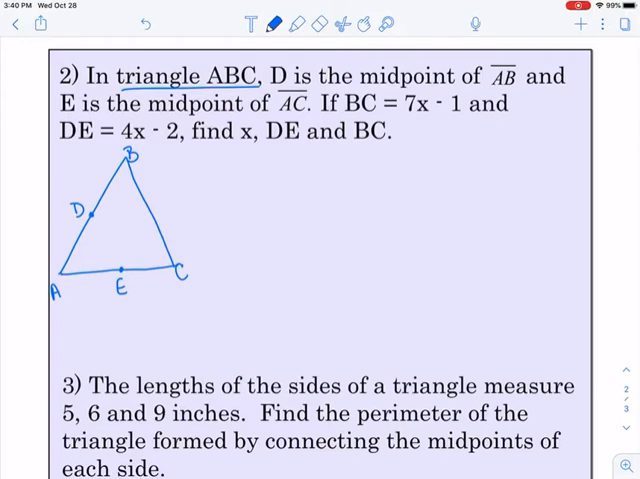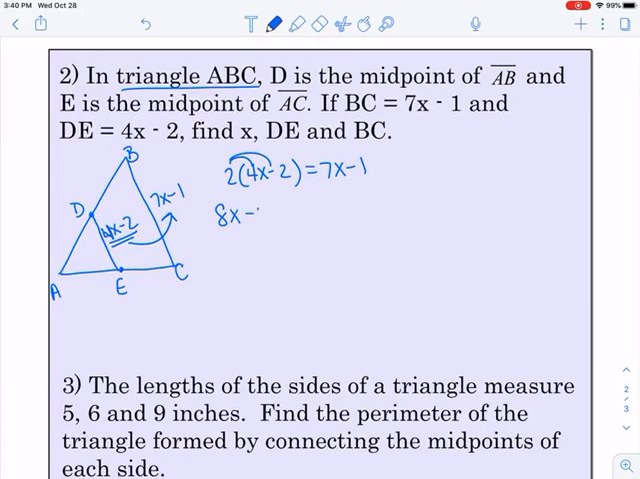Then it says BC is 7x minus 1, and I want to find DE. So let me connect D to E, and that is going to be 4x minus 2. DE is going to be half the length of BC. Or if I take DE and multiply it by 2, it's going to have to give me that 7x minus 1 back. So that's exactly what I'm going to do. I'm going to take 2 and multiply it by 4x minus 2, and that will give me the entire side of BC. So on the left, let's distribute.